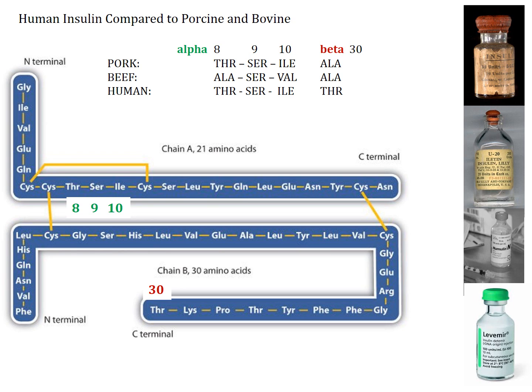So there's the insulin molecule again, and for those of you that spent some time memorizing the sequence, I hope you didn't do that, but maybe some of you did. There's the A chain and the B chain, and you can see what the amino acid sequence is. Now look at the A chain at positions 8, 9, and 10, and look at the B chain in position 30, and then look at pork, beef, and human, and you can see that other than those positions right there, the amino acid sequence is pretty much the same.